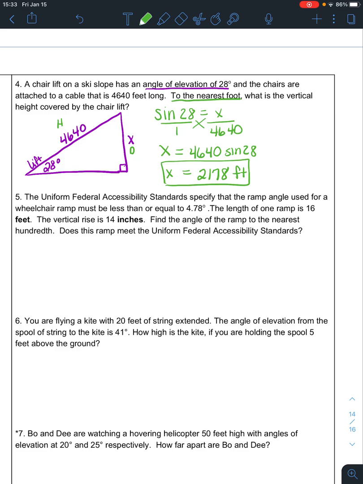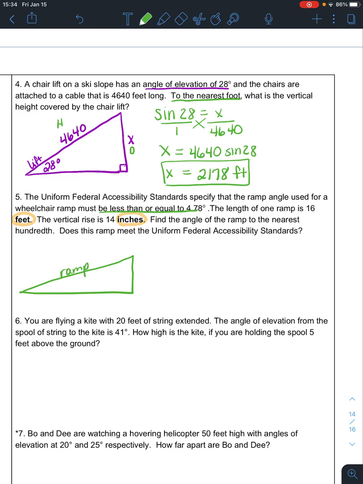So the Uniform Federal Accessibility Standards specify that a ramp angle used for a wheelchair ramp must be less than or equal to 4.78 degrees. So it's not too steep for somebody in a wheelchair to be able to roll up the ramp. The length of one ramp is 16 feet. The vertical rise is 14 inches. Be careful with that. Pay attention to your units of measurement. So let's draw our picture.